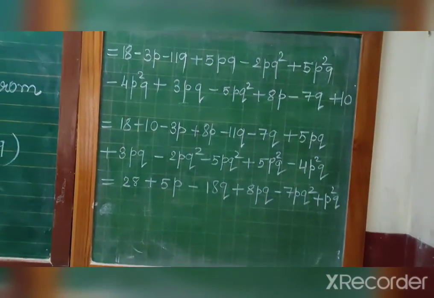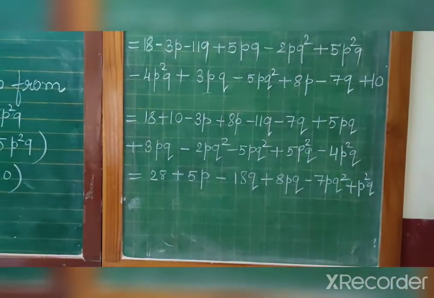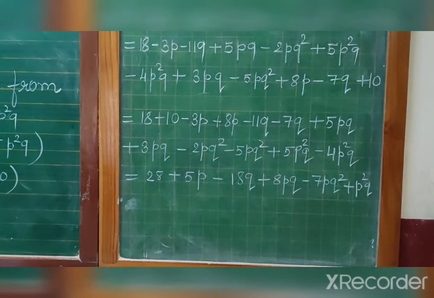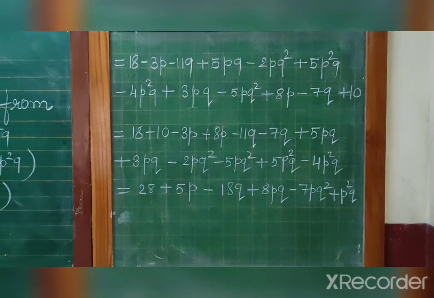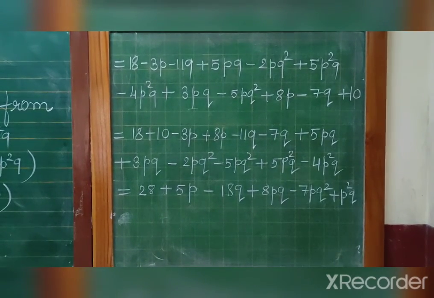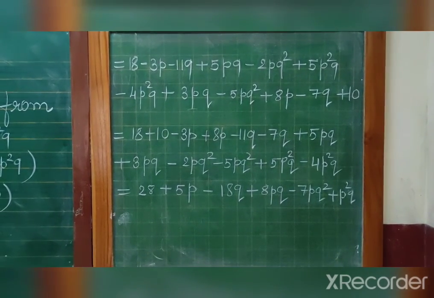The rest of the two sums you will solve yourself. So here exercise 9.1 is completed. You will complete this in your CW notebook, and for this you will make a simple lined-page notebook. Complete your work.